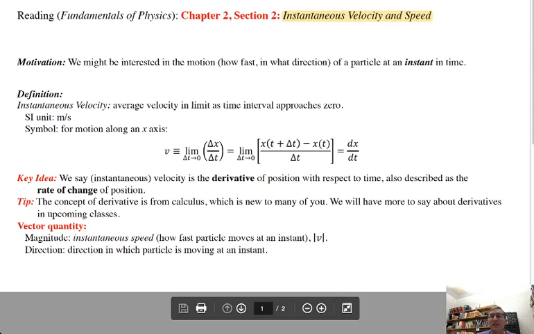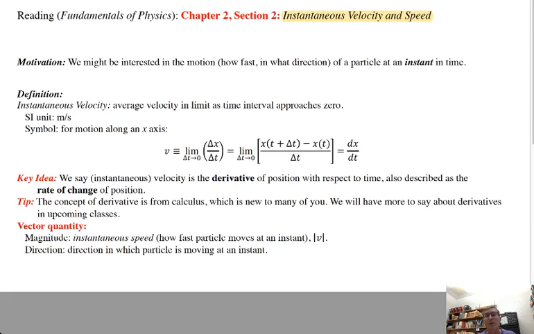Instantaneous velocity and speed. So here's our motivation for defining yet another quantity to study kinematics. Average velocity is a kind of rate of change of position, but it's over a finite time interval, like the 5-second interval we just saw for the bead on the wire. There might be times when we're interested in rate of change of position, how fast and in what direction as a particle moves, but at a particular instant in time. Not over a drawn-out time interval, but at an instant.